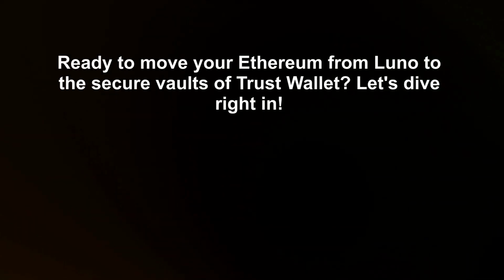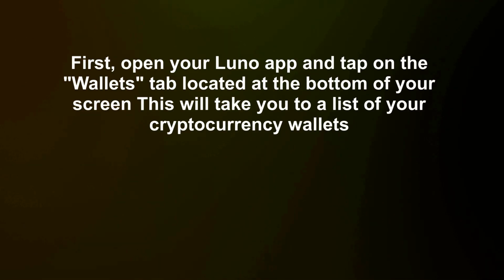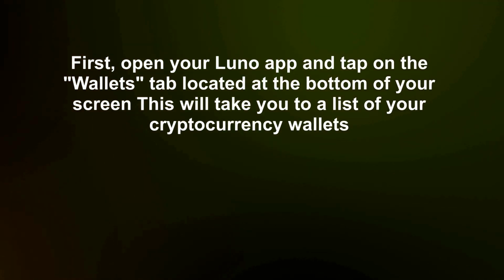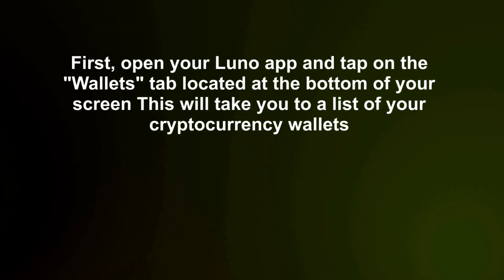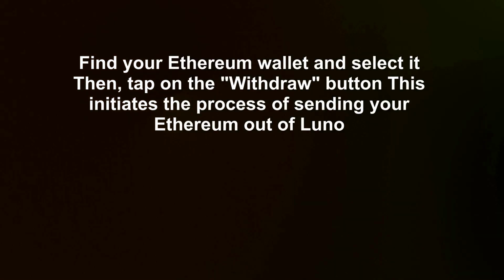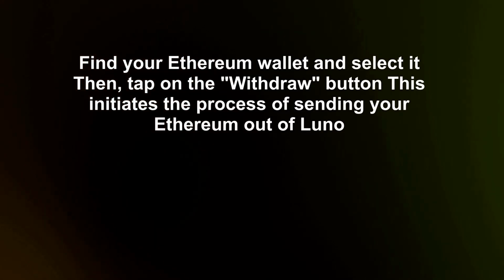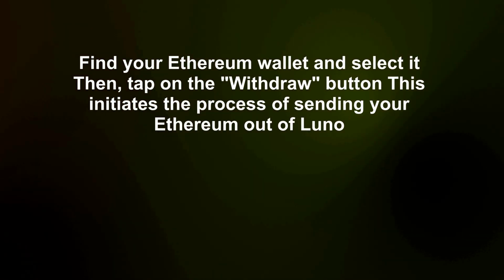Ready to move your Ethereum from Luno to the secure vaults of Trust Wallet? Let's dive right in. First, open your Luno app and tap on the Wallets tab located at the bottom of your screen. This will take you to a list of your cryptocurrency wallets. Find your Ethereum wallet and select it, then tap on the Withdraw button. This initiates the process of sending your Ethereum out of Luno.